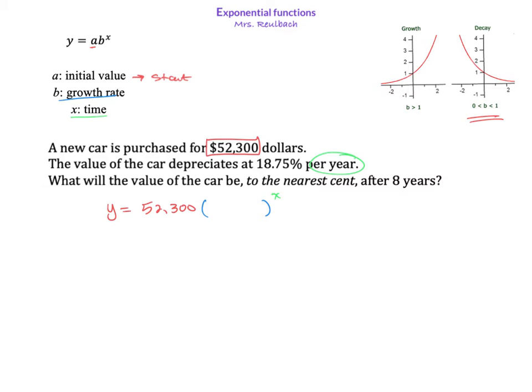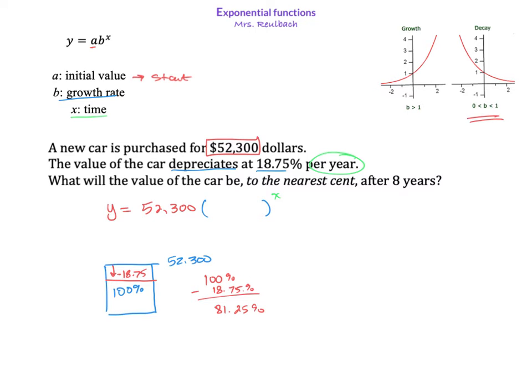So when a car depreciates, that means it's going down. So initially we had 52,000 was our amount for our car, and that is 100% of the value. What we're doing now is we depreciate, we're dropping in value by 18.75%. So since we're going down, what we're going to do is we're going to go 100% minus 18.75%, and you have to add zeros and all that good stuff, or just use your calculator, and you'll get 81.25%. So that is the rate of decay.